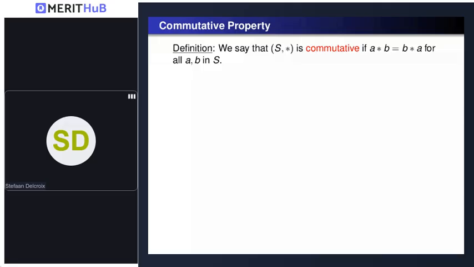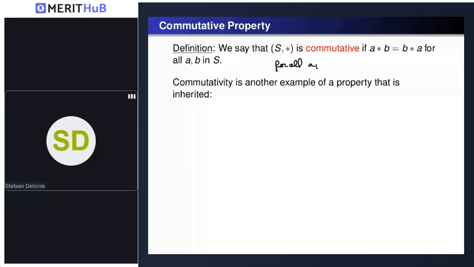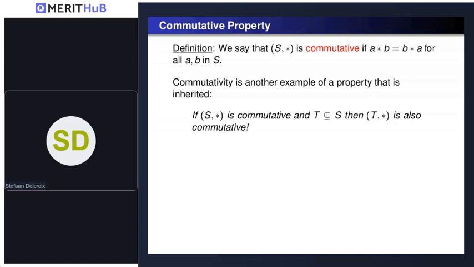Again, commutativity is an example of a property that's inherited because, so for all A, B in S, A star B is B star A, this is what is inherited. There is no mentioning of S in here, so that means if it's true for one set, it's true for any subset. So associativity and commutativity are basically the only properties that are inherited.